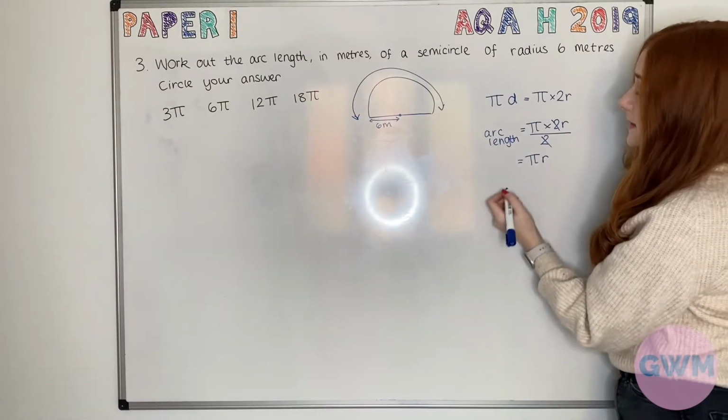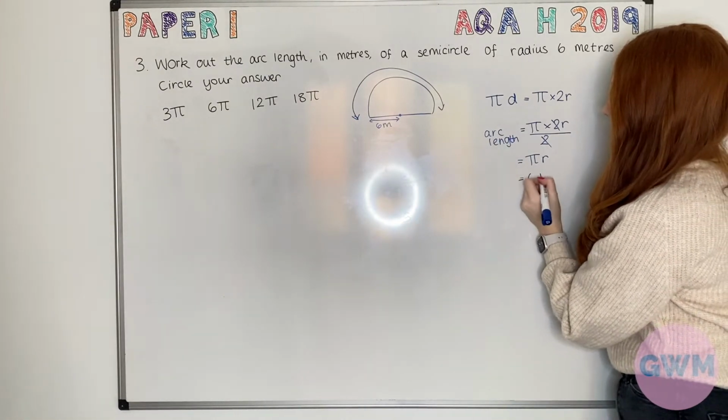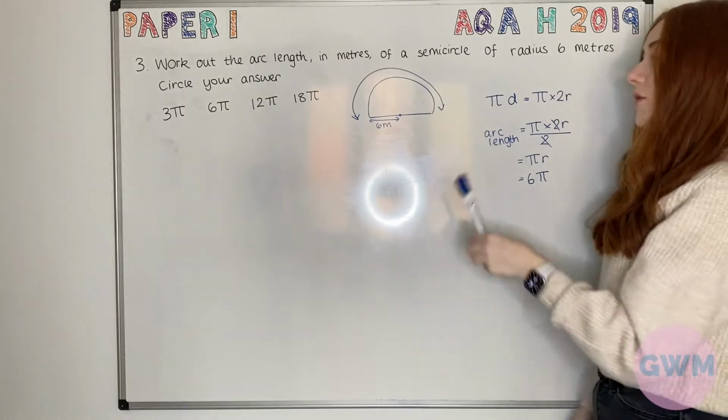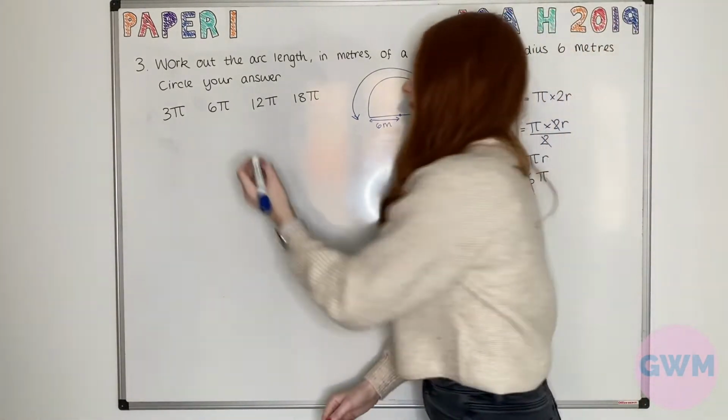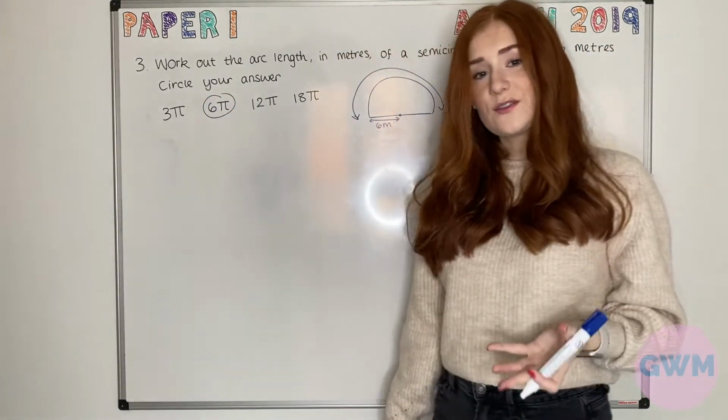R in this case is 6, therefore 6 pi. Go over to our multiple choice, 6 pi is there, circle it. Question 3.